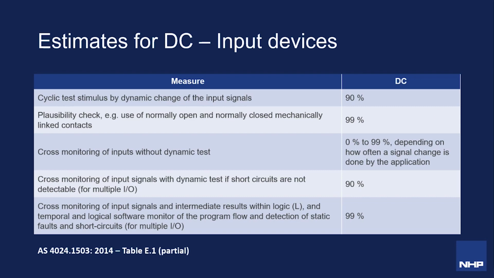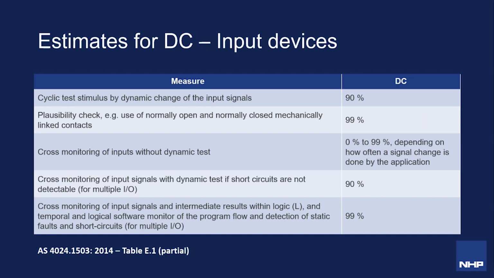So for input devices like our interlock switches, presence sensing and e-stop devices, etc., there's several things we can do to achieve a medium or high level of DC. Cyclic testing stimulus by dynamic change of the input signals. It's a fancy set of words. We saw this in our interlock switches session where the machine is not allowed to start up until the guard is opened and then closed.